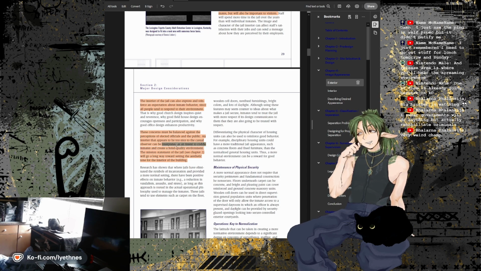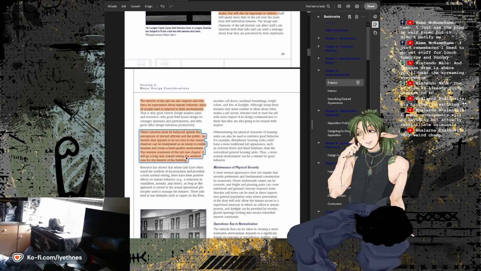So when I saw this, I was pretty shocked that they would say, oh hey, you kind of need to make your prison look bad, because it needs to make other people think that you're not treating the prisoners well. It's really messed up.